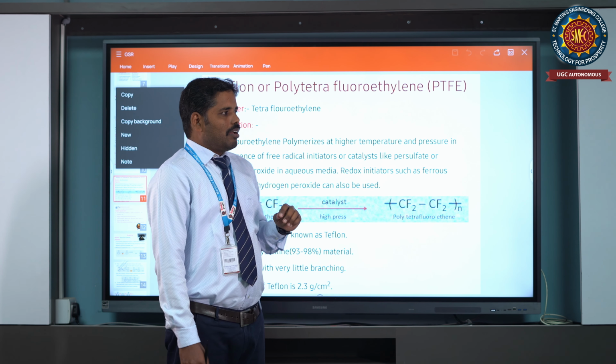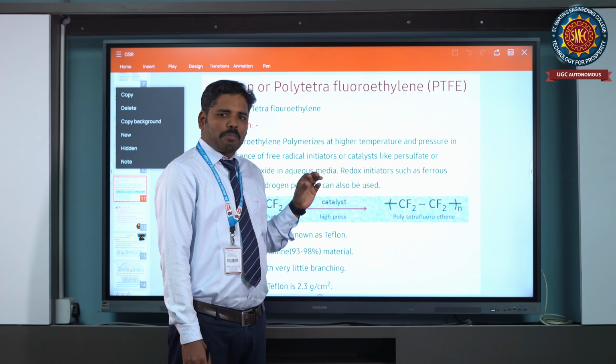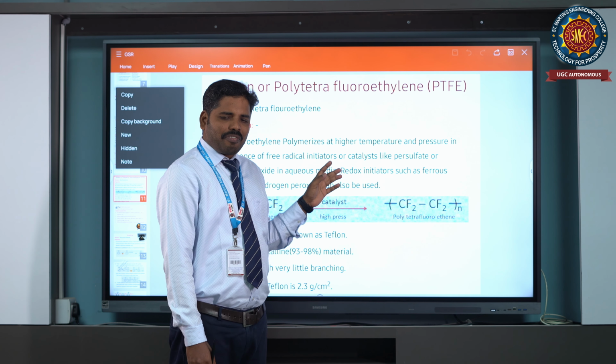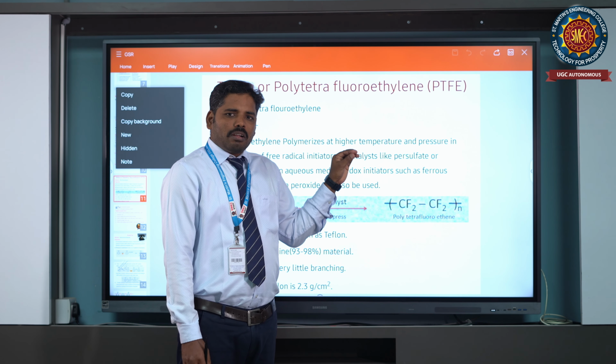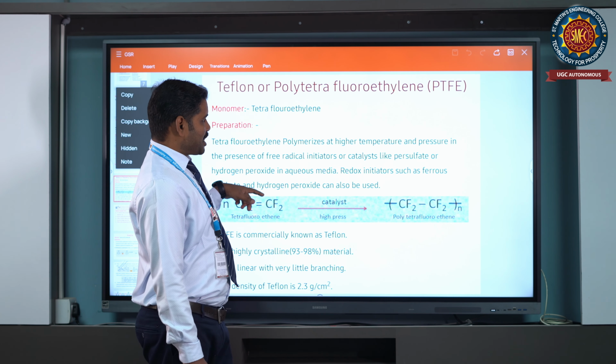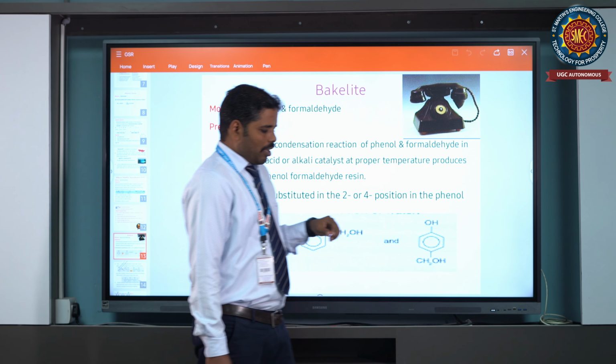Another example, tetrafluoroethylene, CF2=CF2, is the monomer. In the presence of a catalyst it gives polytetrafluoroethylene. Its commercial name is Teflon. It has some engineering applications.